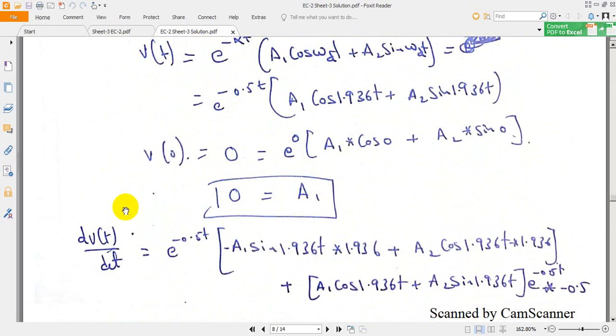Next, we need to evaluate dv of t by dt. Differentiate this equation with respect to time, which is equal to first into differentiation of the second.